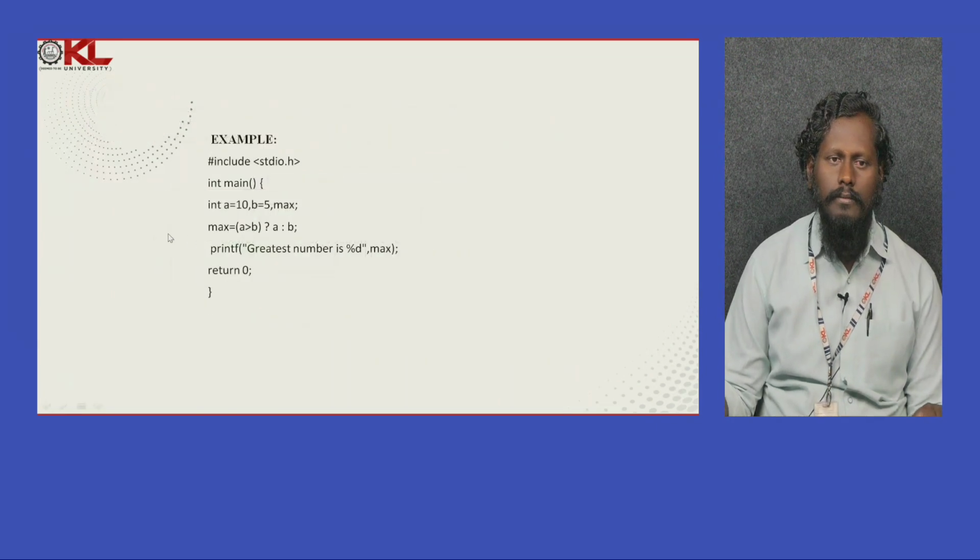Let's see here. So I have 2 different variables, a and b, and I want to find which is the max value. Initially I have taken two variables, int a equal to 10 and b equal to 5, and one more variable called max. I want to find out which variable has the maximum value.